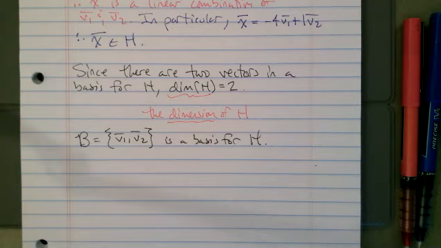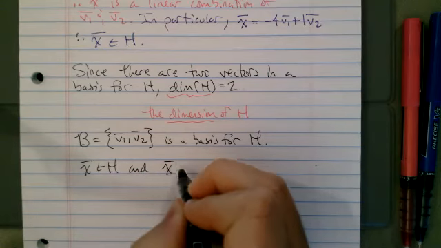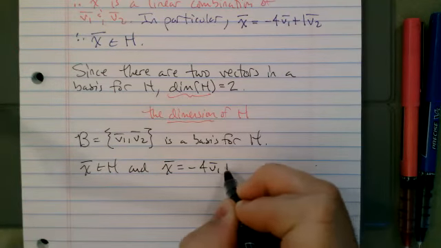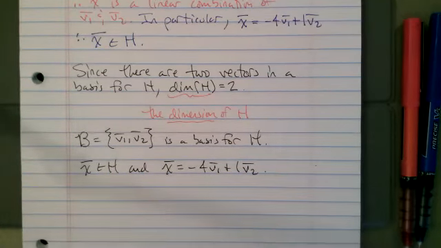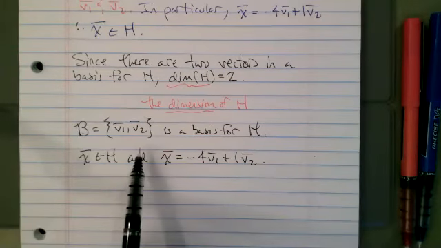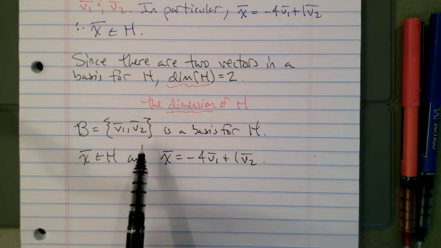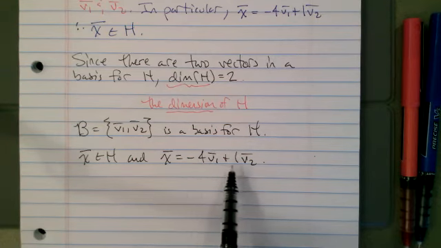X is in H, so X is a unique linear combination of those vectors. X is in H, and X is negative 4 v1 plus 1 times v2. So we can describe X as a unique linear combination of the vectors in the basis. Since this is the basis that we're using, instead of saying X is negative 4 v1 plus 1 v2, we can do the linear algebra thing and say, ugh, that is too much to say. Can't I just say negative 4 and the 1? And the answer is yeah, we totally can.